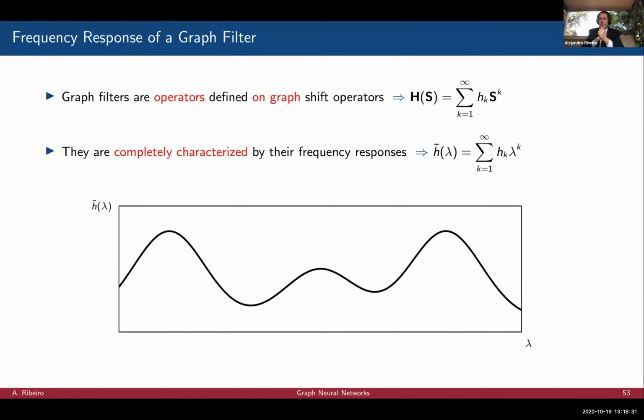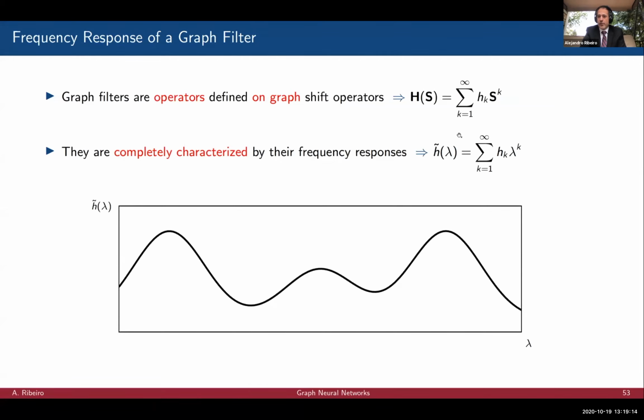Let me repeat that to make sure it's clear. We have integral Lipschitz filters being stable to relative deformations of the graph. And we have GNNs made up of integral Lipschitz layers being stable to relative deformations of the graph. It is easy to see why these theorems hold true. And in order to see why these theorems hold true, let's go back to the frequency response of a graph filter, which I had introduced at the end of this morning's talk.